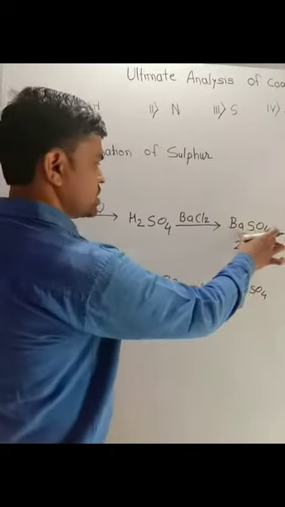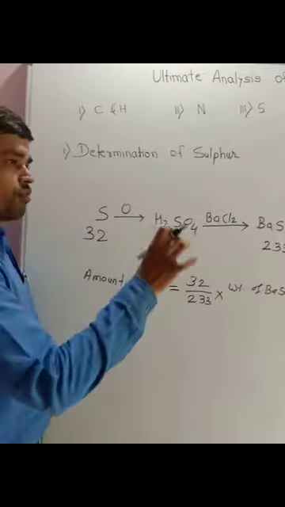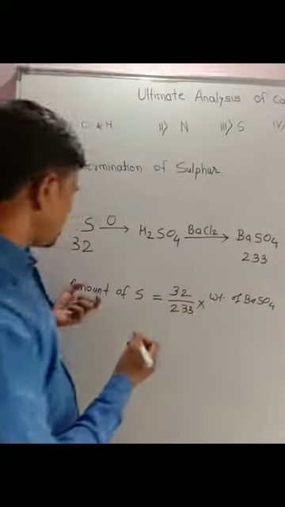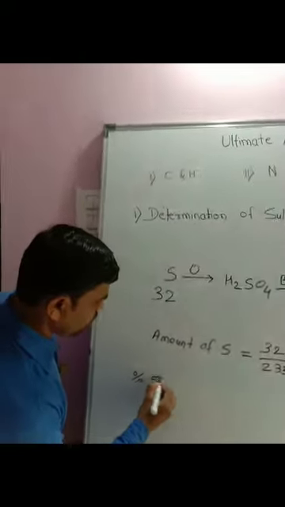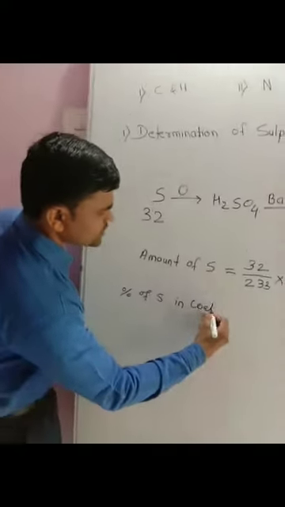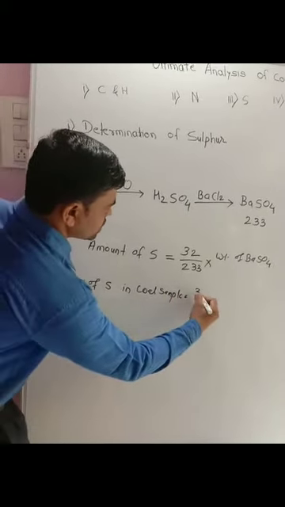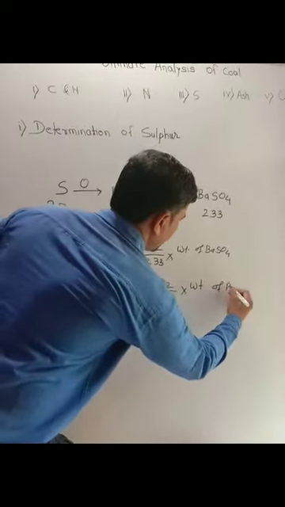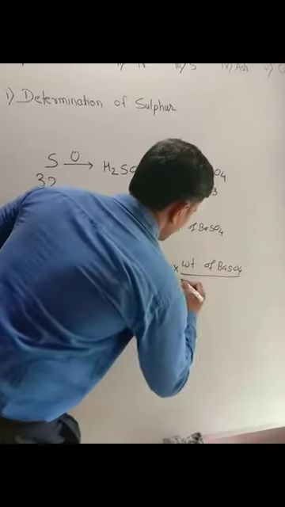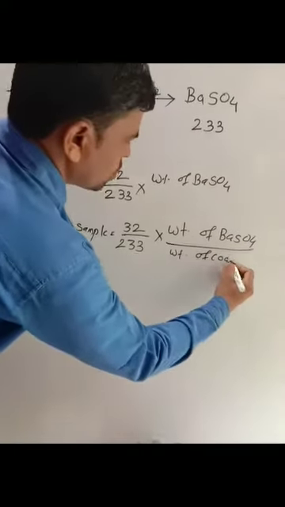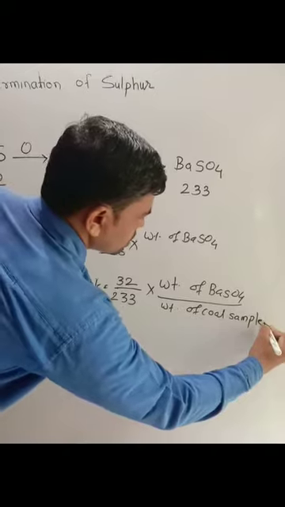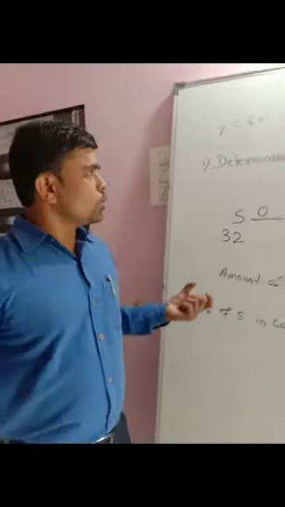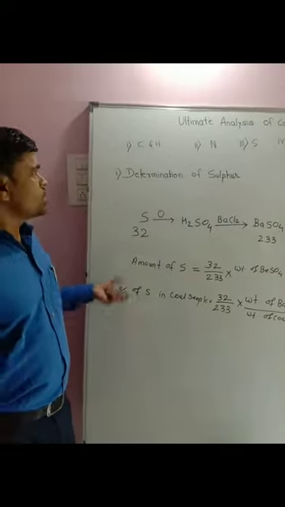The barium sulfate obtained by the gravimetric analysis should be dried completely and then weighed. The weight of barium sulfate gives the amount of sulfur present. Percentage of sulfur in the coal sample equals 32 upon 233 into weight of barium sulfate upon weight of coal sample taken, into 100. In this manner, we can calculate the amount of sulfur present in the coal sample.